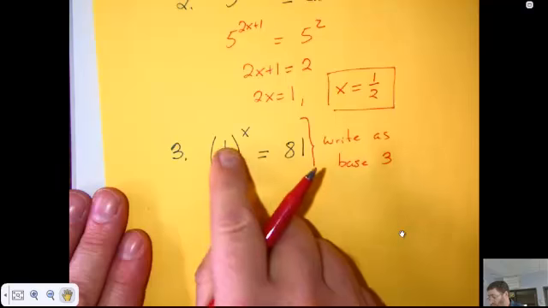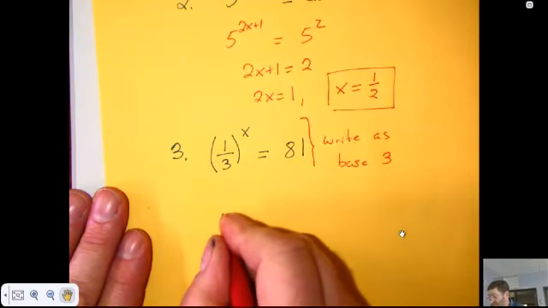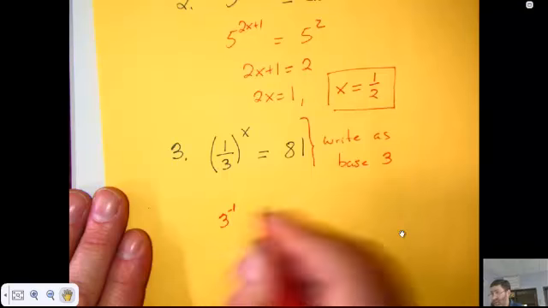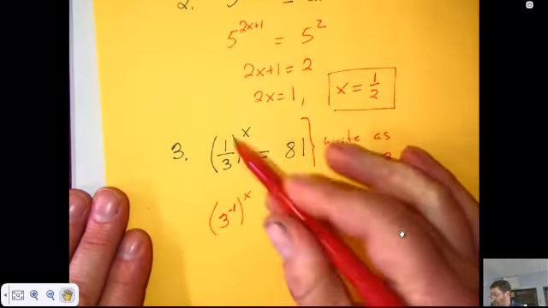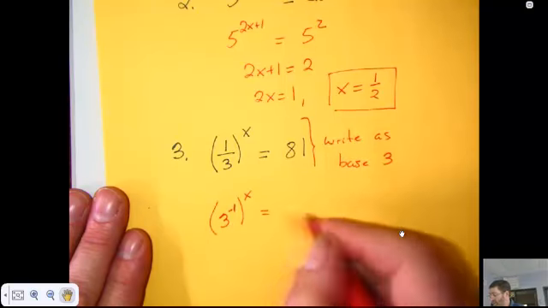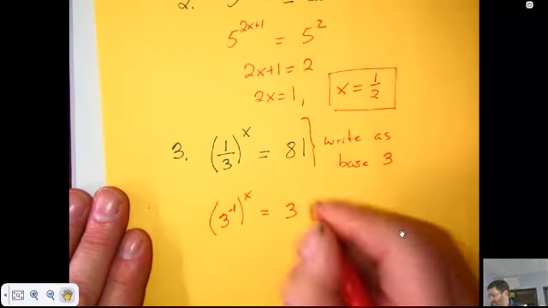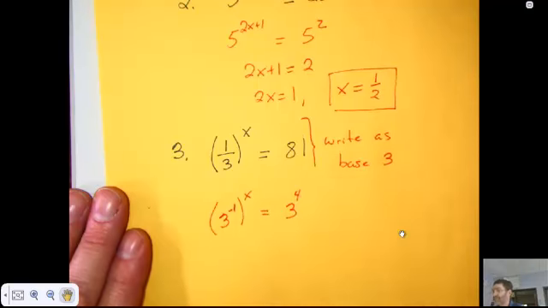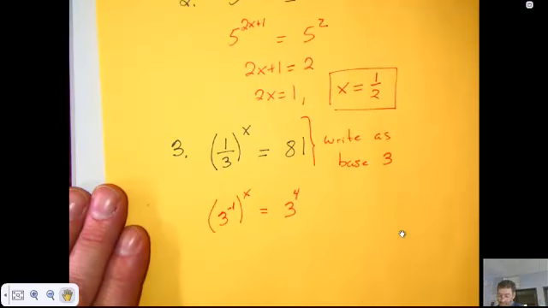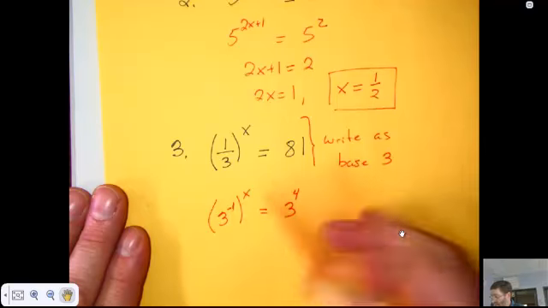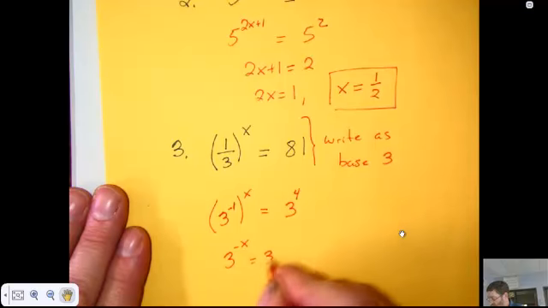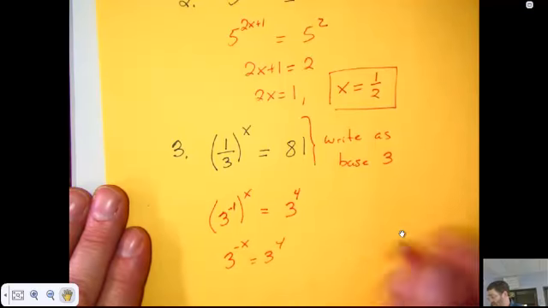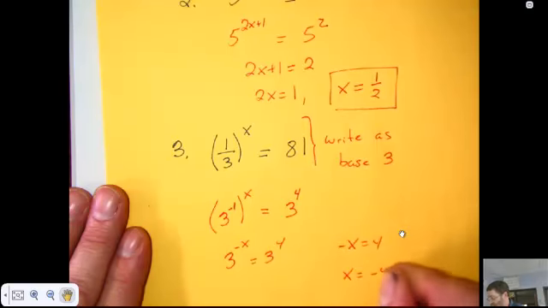So 1/3 is in fact 3 to the -1 power, and that's still to the x. So I can write a third as 3 to the -1, and then 81 is 3 to the 4th. Power to power multiplies, so that's 3 to the -x equals 3 to the 4th. Okay, so now -x equals 4, and x is -4.